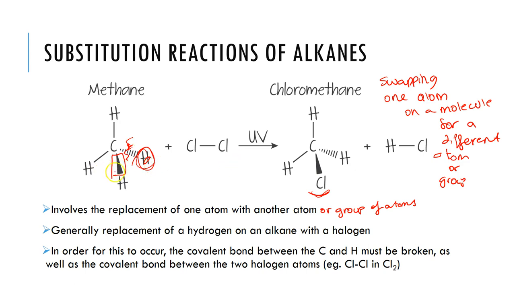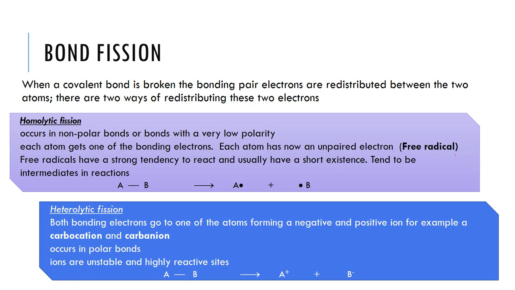But we need to break one of these bonds, and then we need to break this bond as well in order to be able to rearrange them to form the chloro-substituted alkane. In order to do that, we need to look at the way that the bonds break. And what this means is we look at bond fission. So fission means to break apart. Okay, fusion means to bring together, but fission means to break apart.